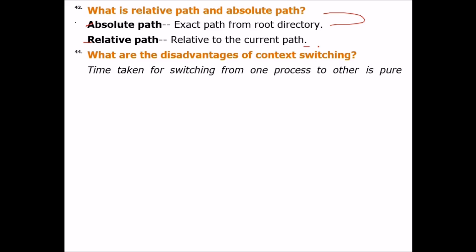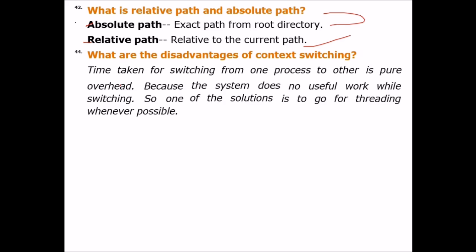The relative path is relative to the current path. What are the disadvantages of context switching? We have just seen it. Time taken for switching from one process to another process is a pure overhead, because the system does no useful work, only switching is going on. So one of the solutions is to go for threading wherever possible, not for these processes.